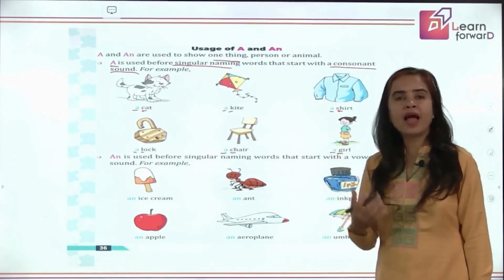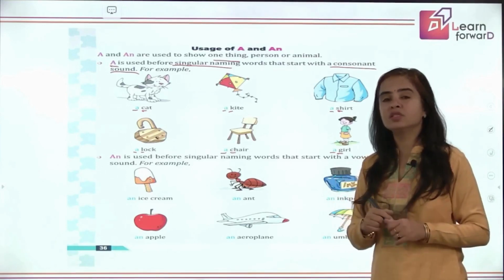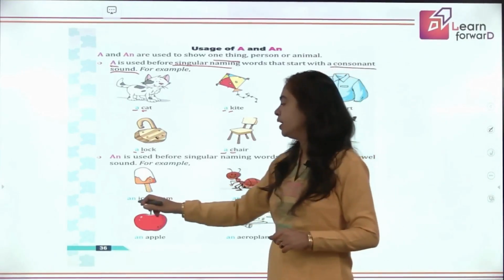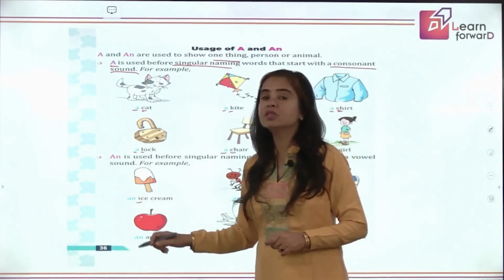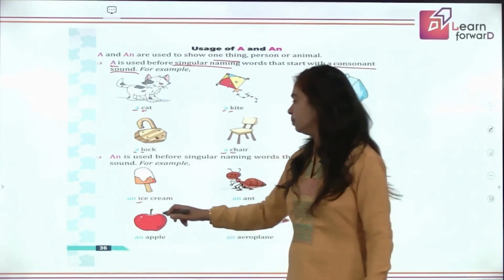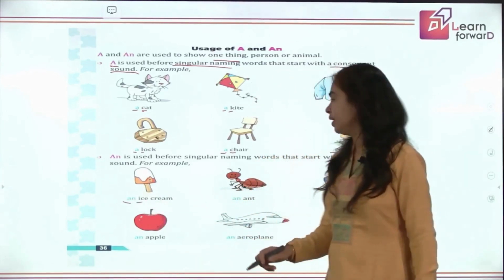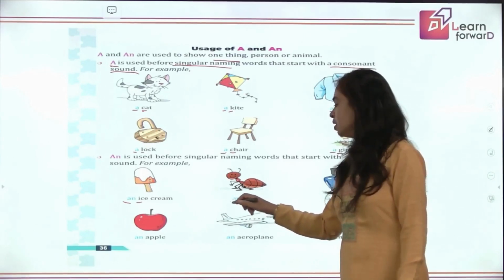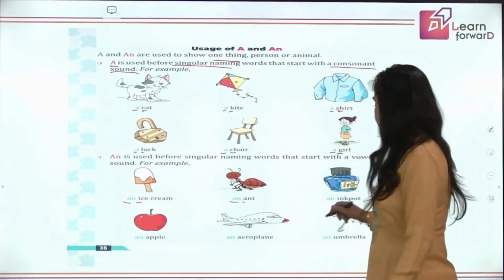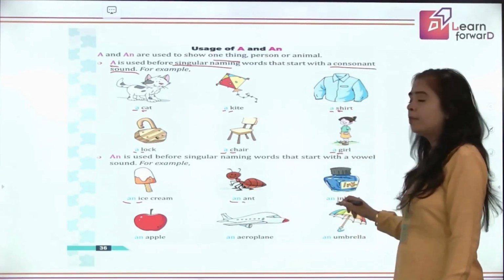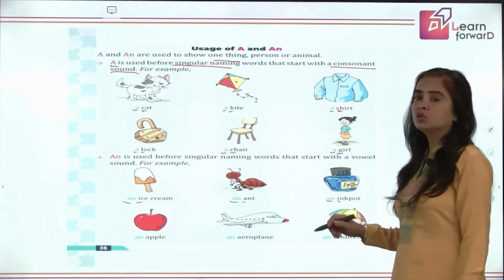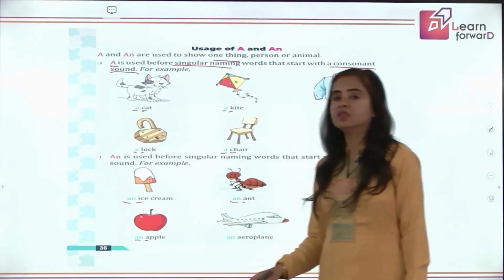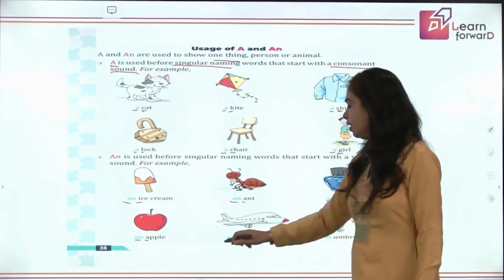Now what about an? When the naming word starts with a vowel sound, then we use an before it, like an ice cream. So it's beginning with I, ice cream. And it is one, so I'll be writing an. An aunt. So a again, that is a vowel sound, I'll be using an. An ink pot, again vowel sound, so an. An apple, again a vowel sound, and it is one, so an. An aeroplane.